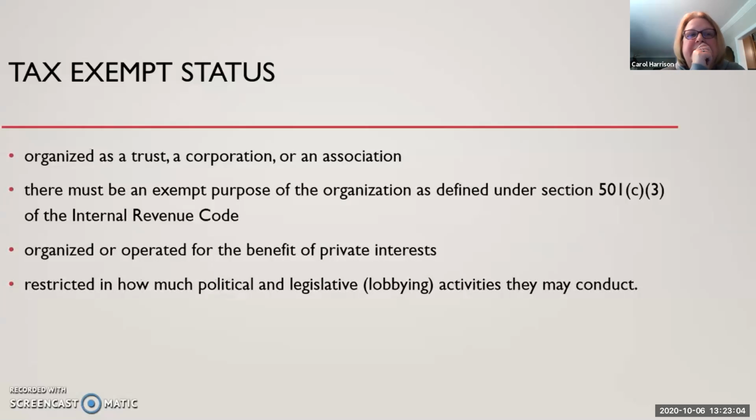To begin applying for tax-exempt status, your organization has to be either a trust, a corporation, or an association. And more than likely you have already developed this when your organization was first established. When you read through the code, you must be one of the exempt purposes of an organization as defined by the IRS. Your organization cannot be organized or operate for the benefit of private interest, and you're restricted in how much political and legislative lobbying activity you can do.